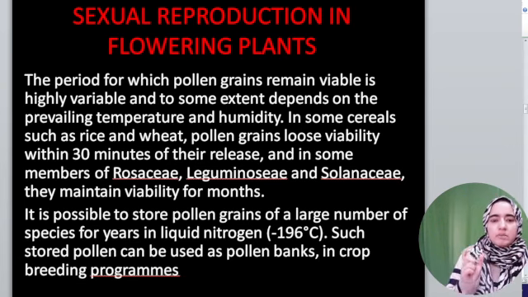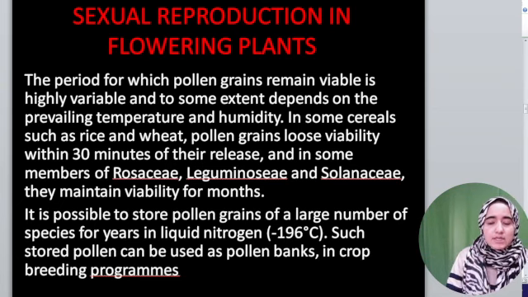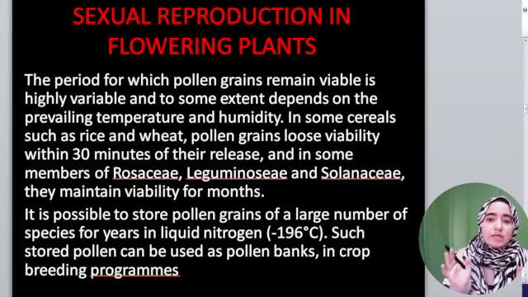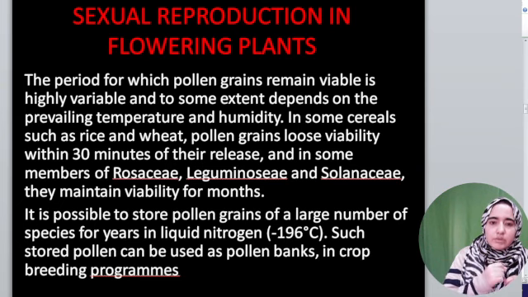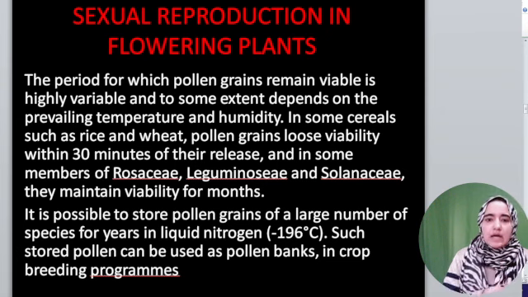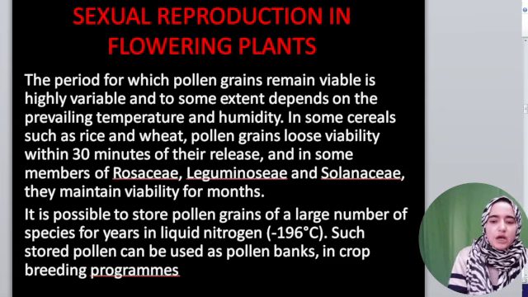But it's not only this. If we talk about members of Rosaceae family, Leguminosae, Solanaceae, they maintain viability for months. If they travel for one month or few months in air here and there, and after months they come in contact with stigma of the female reproductive structure, they can do fertilization at that time. But in case of rice, it's totally different. If it won't come in contact within 30 minutes after release, they lose viability. They are of no use then.